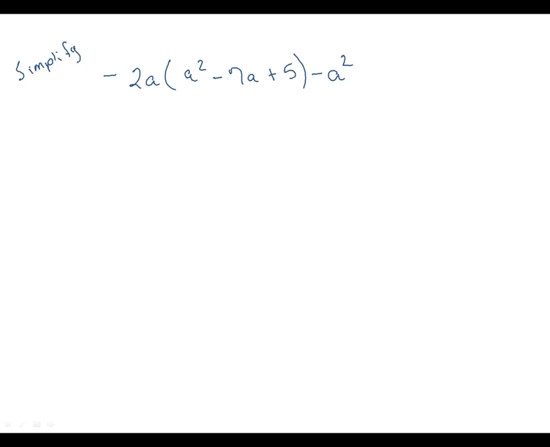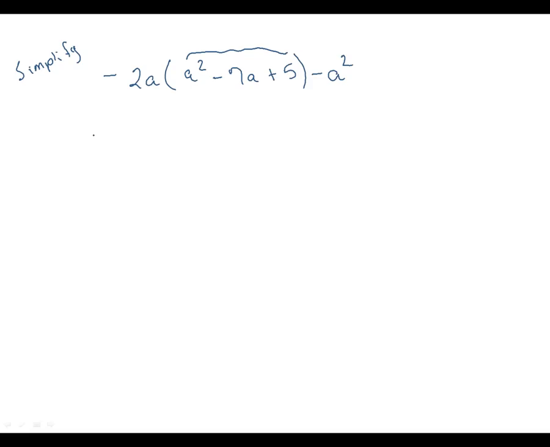Excellent. All right. Do I have a blank slide here? I'm going to erase. Did everybody get this? Okay. I've got this question here. This is not in your book, but you guys can write this one down. Negative 2a times a squared minus 7a plus 5 minus a squared. And the directions here would be what? Anybody know what the directions would be? Simplify. Good.